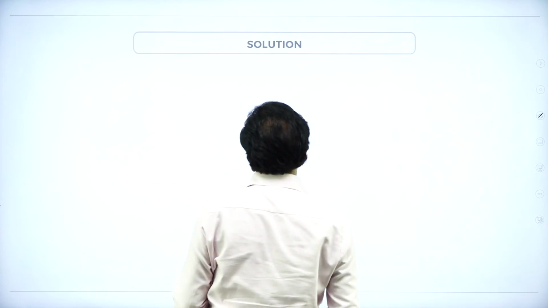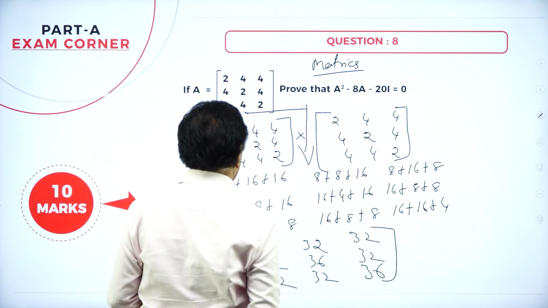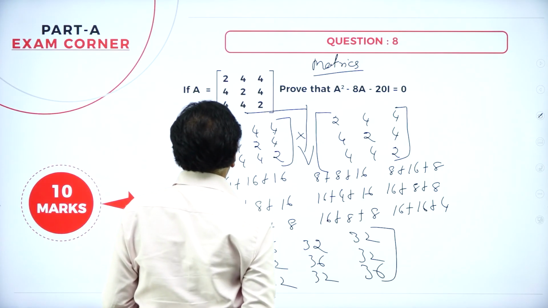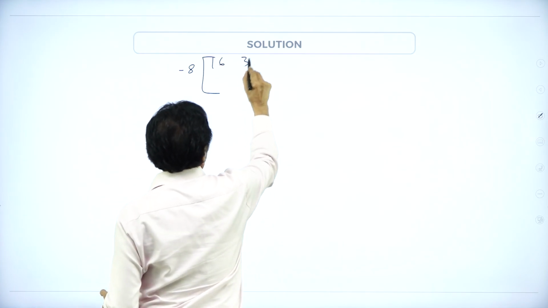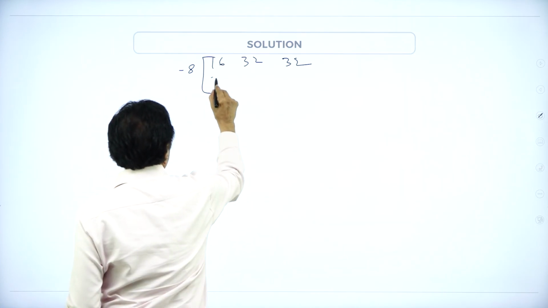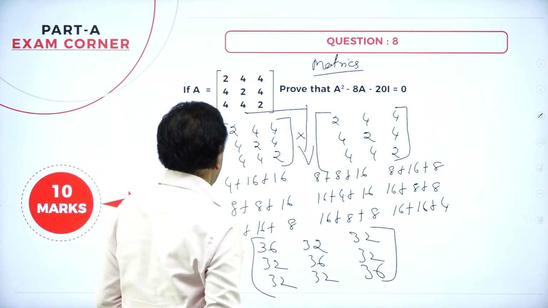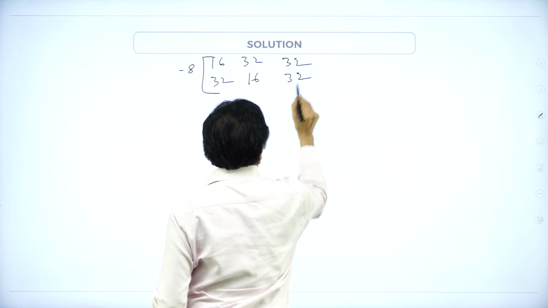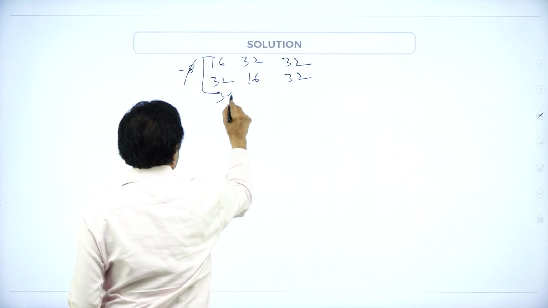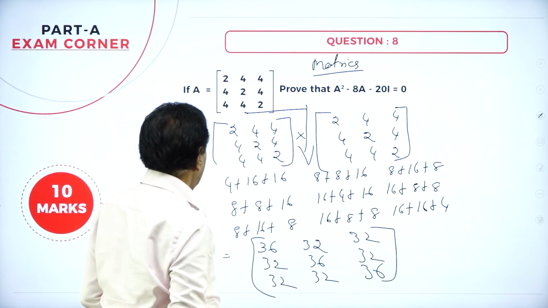Next, 8A, minus 8 into A. 8 2s are 16, 8 4s are 32, 8 4s are 32. Then 8 4s are 32, 8 2s are 16, 8 4s are 32. Then 8 4s are 32, 8 4s are 32, 8 2s are 16.